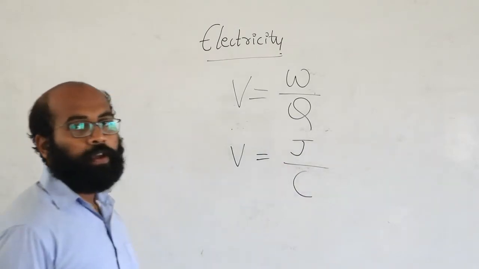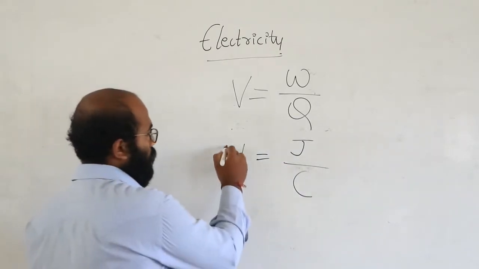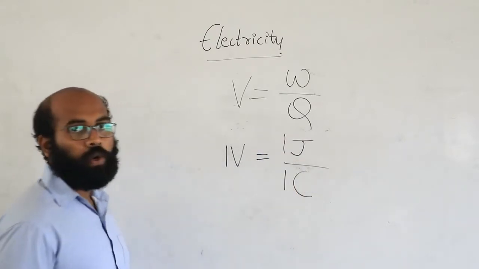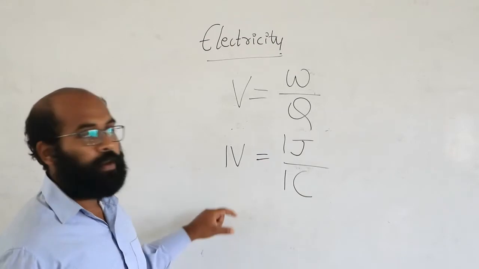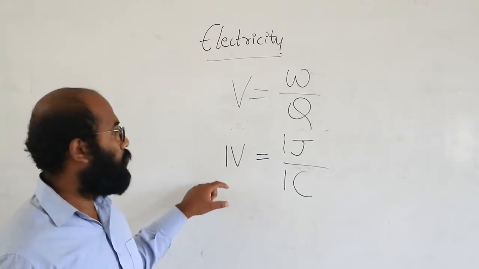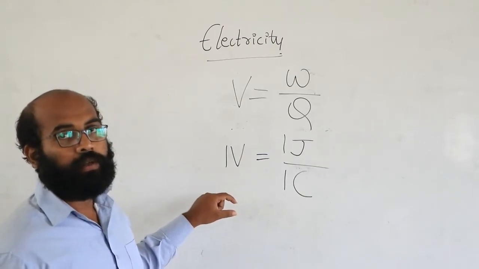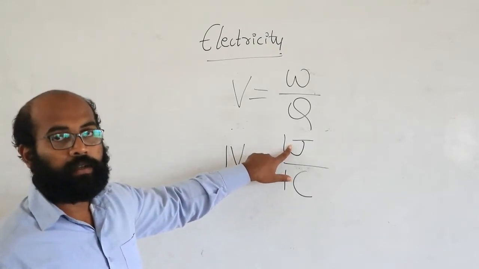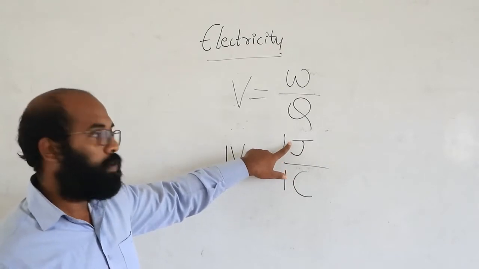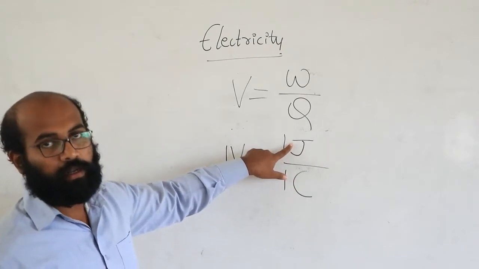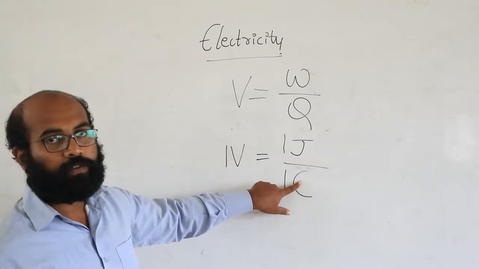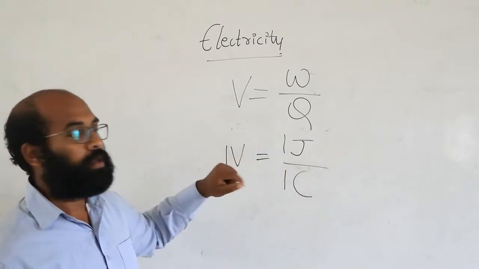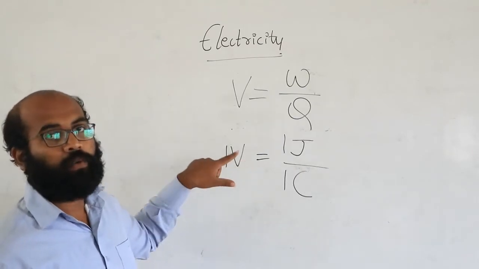If you want to define 1 volt, it means 1 joule by 1 coulomb. When you want to say what is 1 volt, it means that when 1 joule of work is done to move 1 coulomb of charge through a conductor from one point to another point, then we say that it is 1 volt.